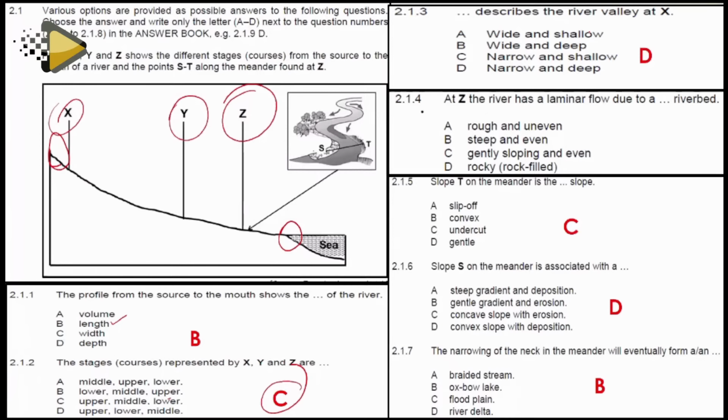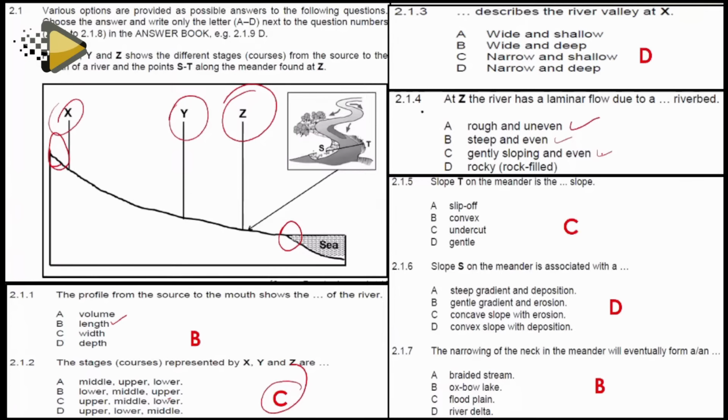And then at Z, the river has a laminar flow due to the riverbed. How is the riverbed at Z? Is it rough and uneven? Is it steep and even? Is it gently sloping and even? So the correct answer there will be C.